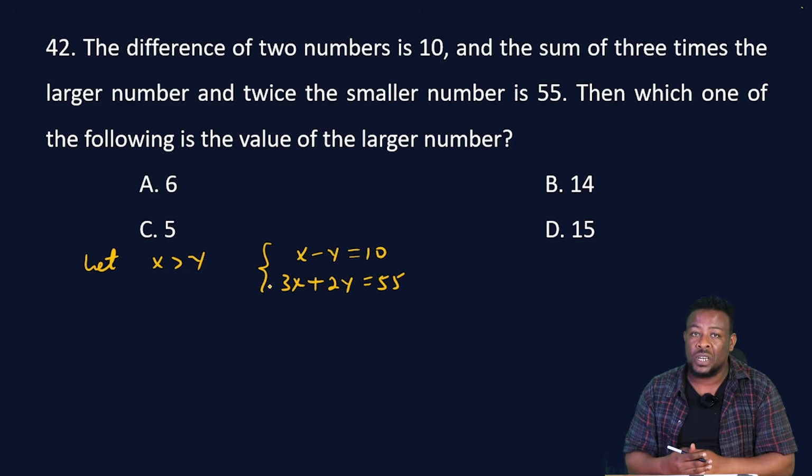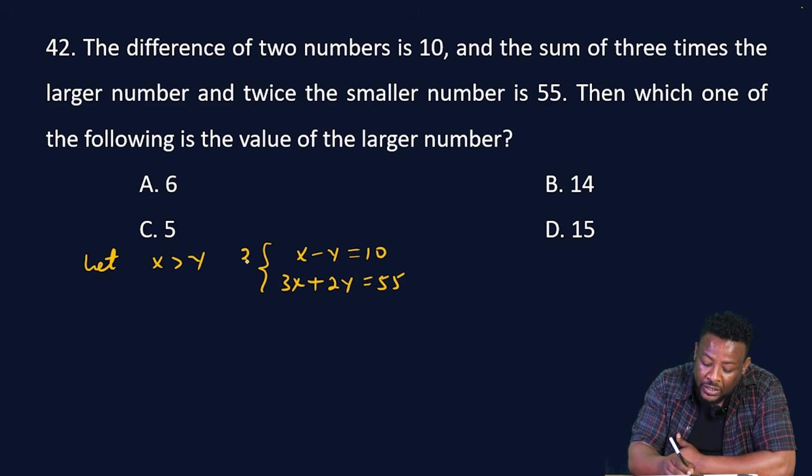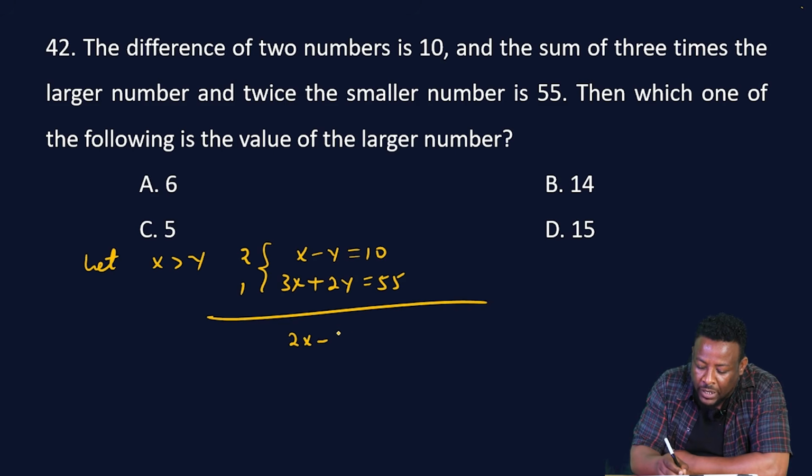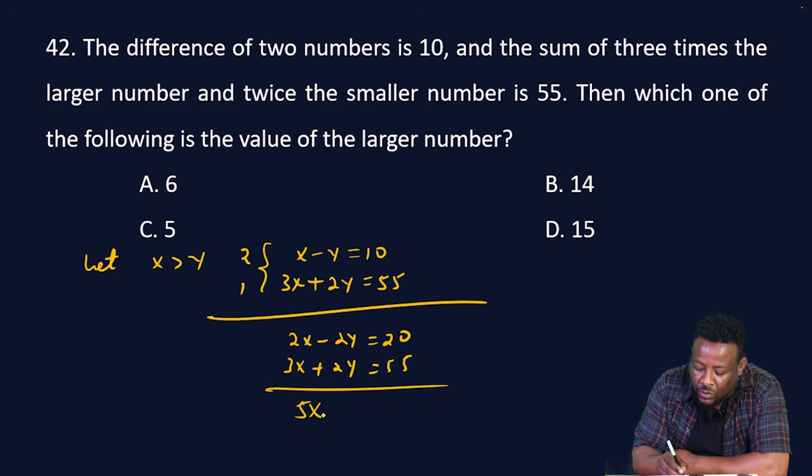so elimination በተጠቀም ቶሎ መልሱ ጋር ስለምደርስ I will use elimination. So multiply the first equation by 2 and the second equation by 1. And the result becomes 2x minus 2y is equals to 20. And 3x plus 2y is equals to 55. So አሁን ቁልቁል ስንደምር y ይጠፋል. The result becomes 5x is equals to 75.